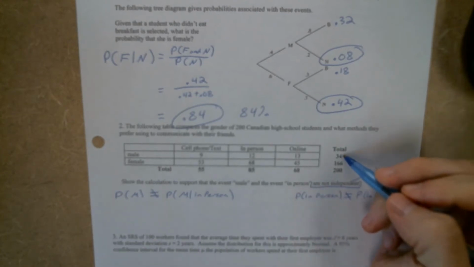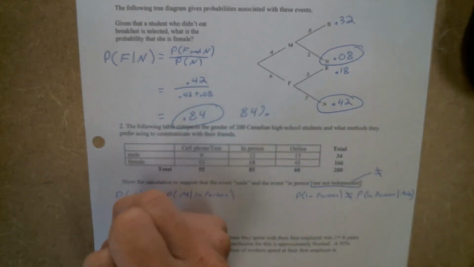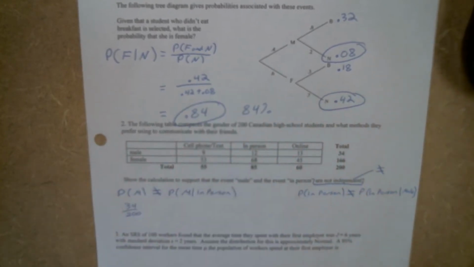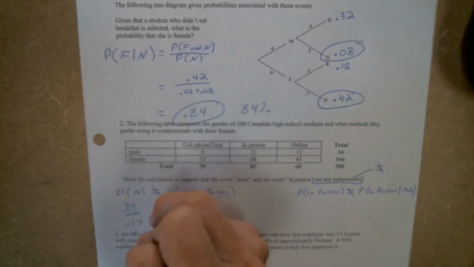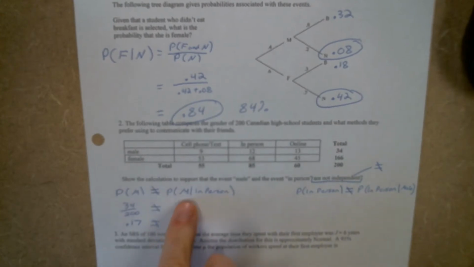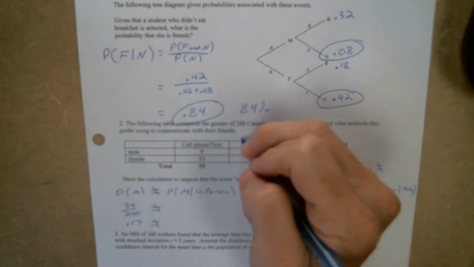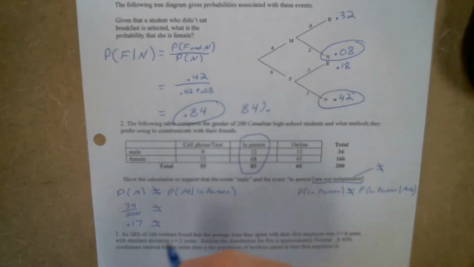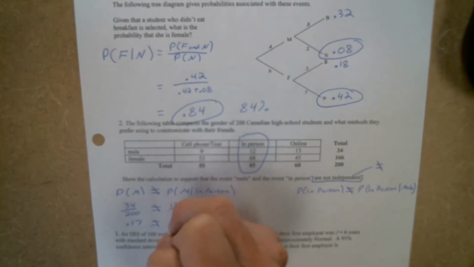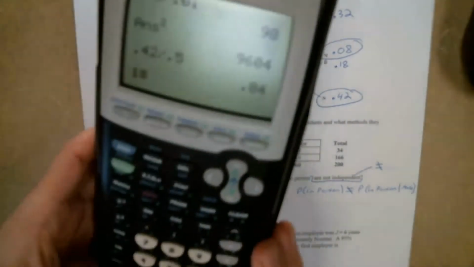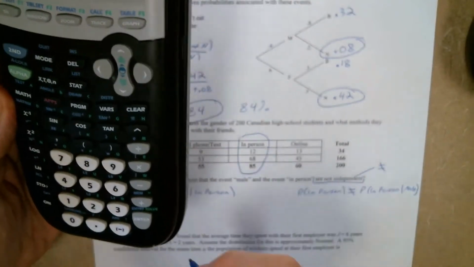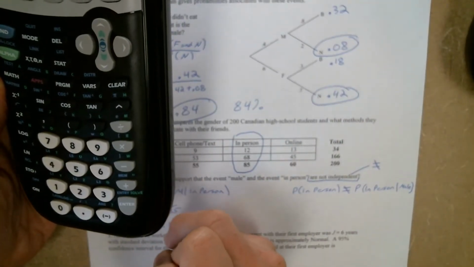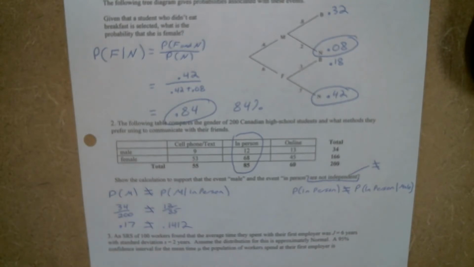Now, probability of being male, there are 34 males in total out of 200, which works out to be 17%. And what we're hoping is that whatever this is, it's not 17%. So the probability of being male, given that you're in person, would be this column right here, or 12 out of 85. And 12 out of 85 is more like 14%, so 0.1412. So that shows us that they are not independent.